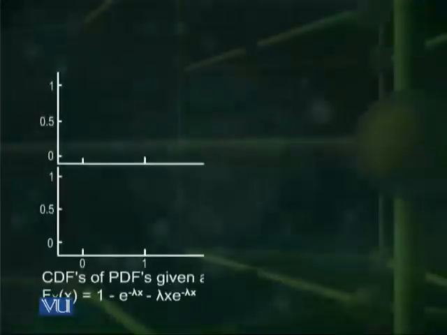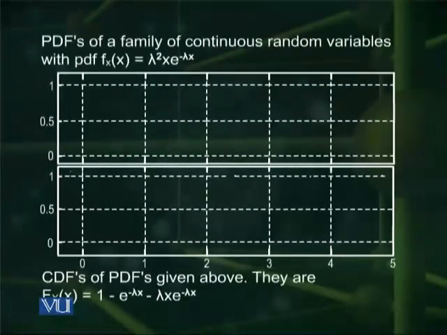Let's look at another class of continuous random variables which are similar to exponentially distributed random variables, but there is one difference. The PDF of this class of random variable is given by f_X(x), that is the PDF as a function of x, is k times x times e raised to power minus lambda x. So there is an additional x to the left of the exponential term.